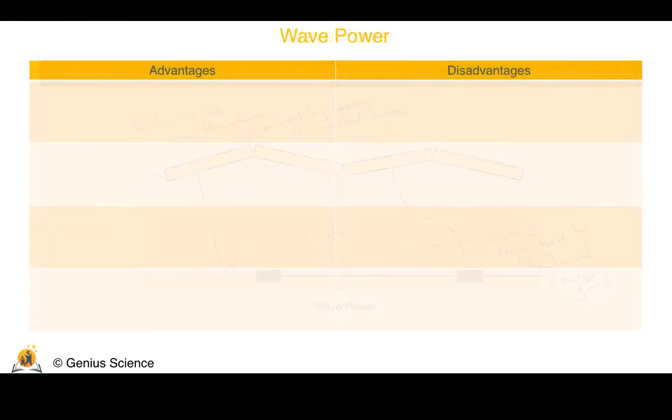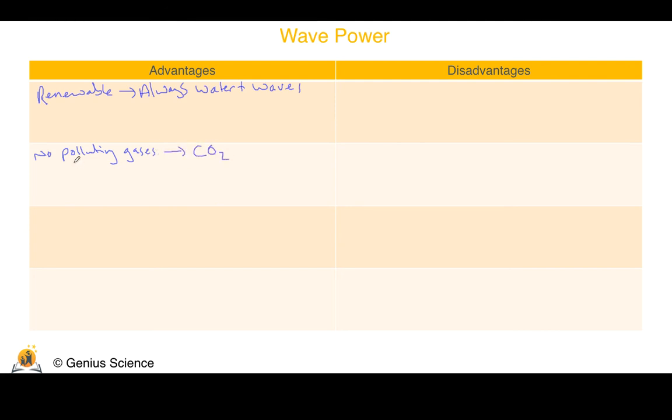What then are the advantages of wave power? Well, first of all, it is renewable. There is always water and there are always waves. Another advantage is that wave power produces no polluting gases such as carbon dioxide and sulfur dioxide. Another advantage is that there are no fuel costs associated with wave power. And also, operating costs are very low.